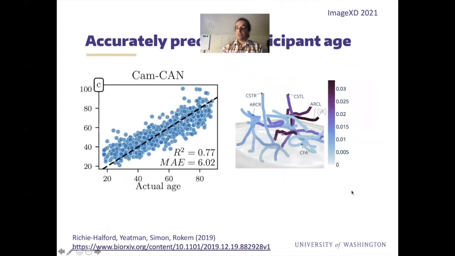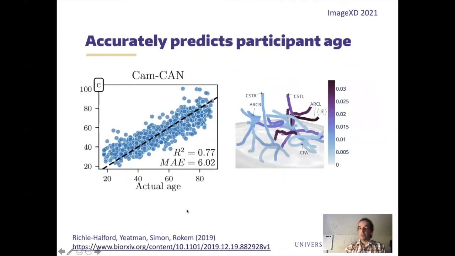So here's an example from data from the Cambridge Center for Aging and Neuroscience. They measured diffusion MRI in a group of almost 700 individuals. And here what Adam has done is fit this model, using cross-validation, to the diffusion properties from the brains of these individuals. Here on the x-axis is their actual age, and here on the y-axis is their predicted age. And you can see that the model fits very, very accurately, and this is assessed in cross-validation.